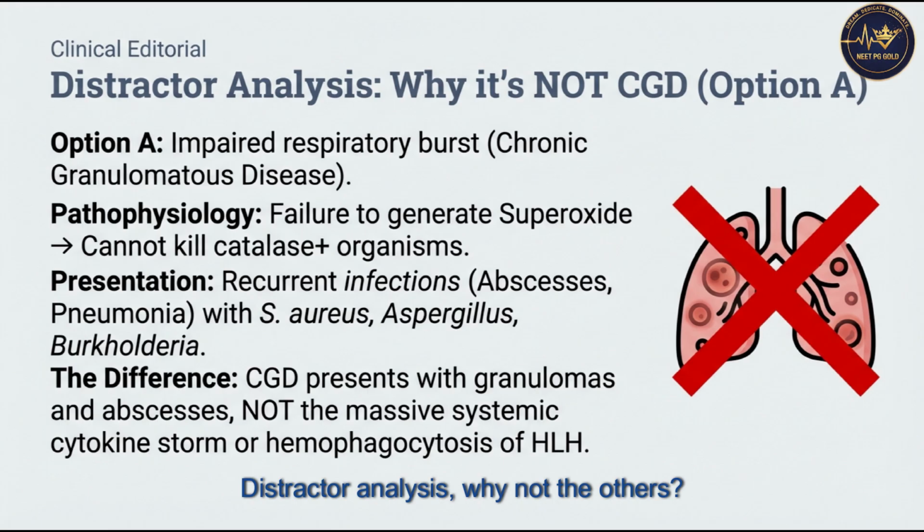Distractor analysis. Why not the others? Briefly, let's rule out the other options from our question so you don't get trapped. Option A was chronic granulomatous disease, CGD. This is a defect in NADPH oxidase, impaired respiratory burst. These patients get recurrent abscesses with catalase plus organisms, like Staph aureus or Aspergillus. They do not present with this massive systemic cytokine storm.